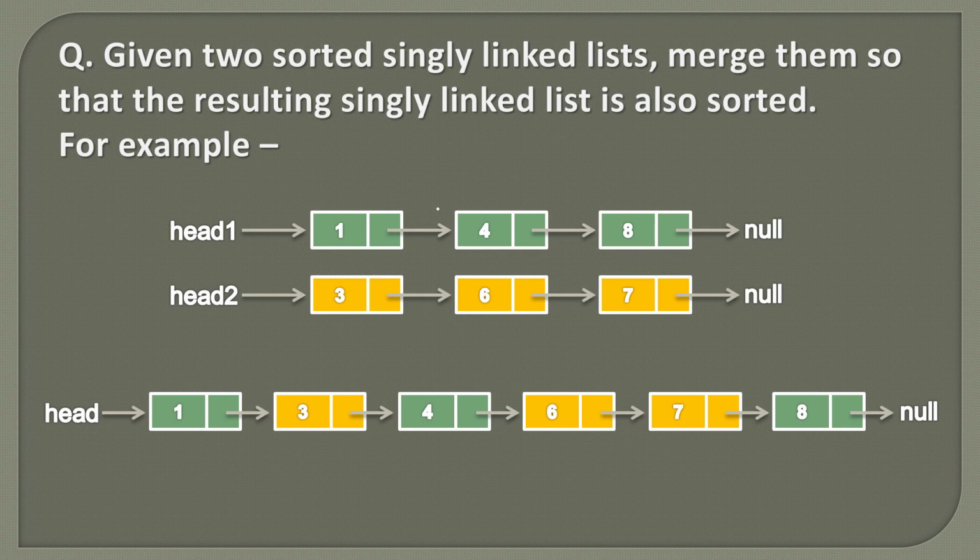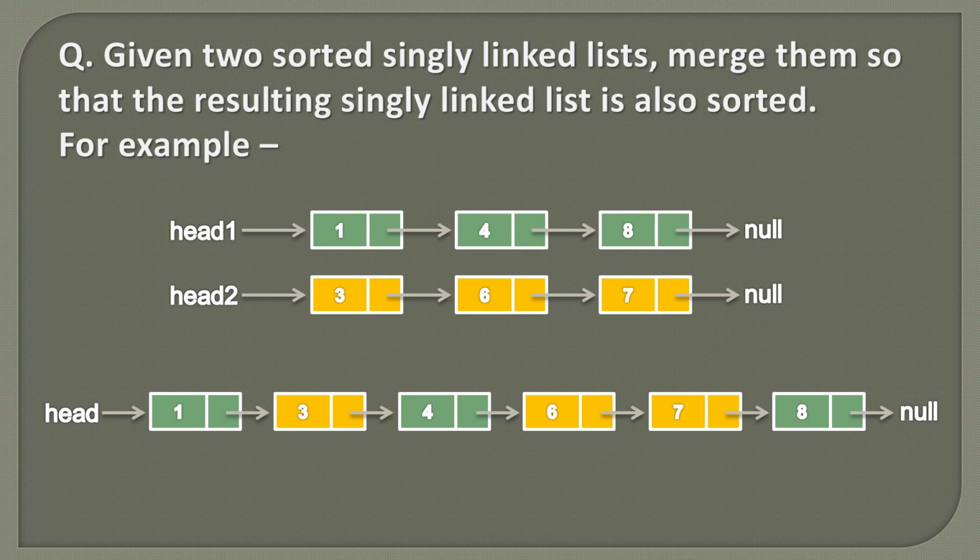The first singly linked list has three nodes 1, 4 and 8, and the first node is being referenced by head 1. Similarly, the singly linked list 2 has nodes 3, 6 and 7, the first node being referenced by head 2. Now if you see, both these singly linked lists are sorted in ascending order. Now our task is to merge them in such a way that the resulting singly linked list is also sorted.